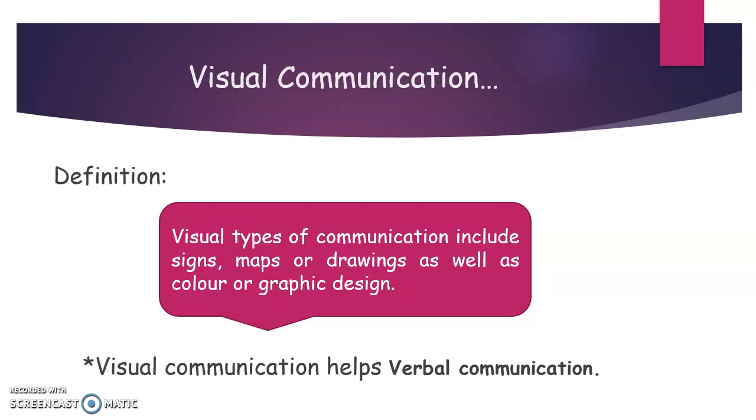Visual types of communication include signs, maps or drawings as well as color or graphic design. So visual communication simply means showing some signs or maps or drawings so that the person who is seeing the visual communication will get clear what the speaker exactly wants to say.